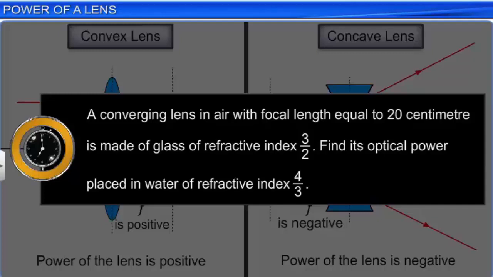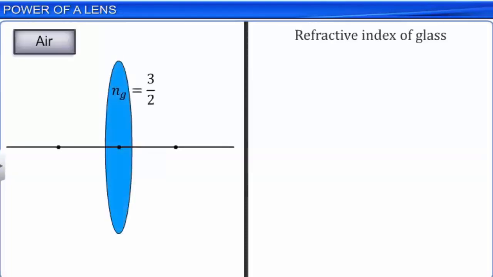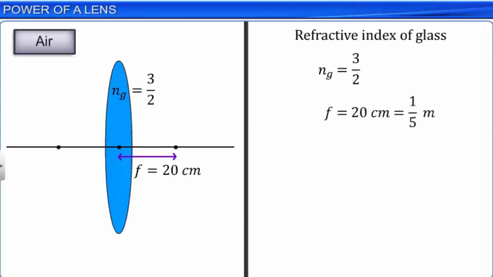According to the lens maker's formula, 1/f is equal to (Ng minus 1) into (1/r1 minus 1/r2). Substituting the values of f and Ng in the equation and on further simplification, we get 1/r1 minus 1/r2 is equal to 10 per meter.